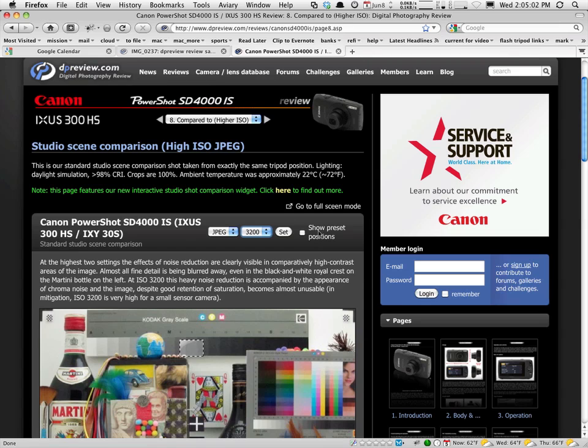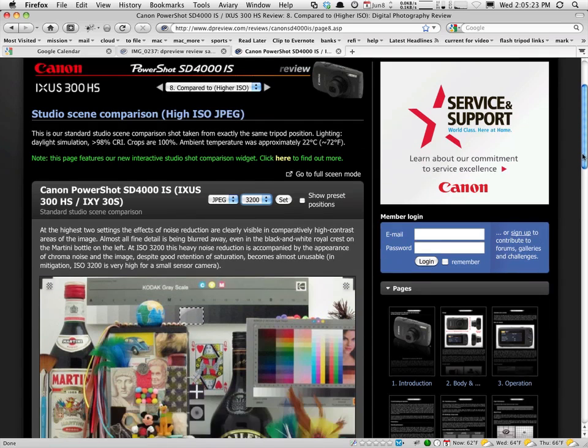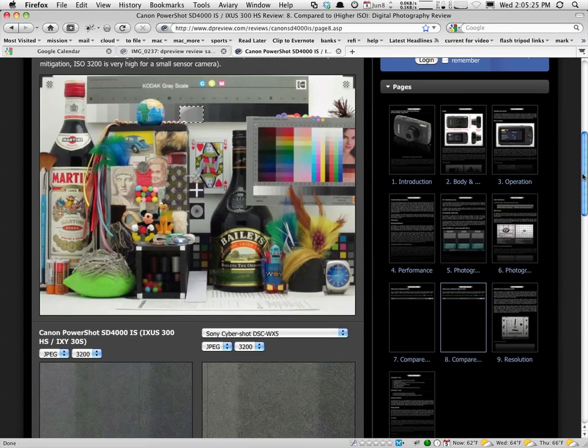This is the DP Review website, which you've probably seen, and this is a camera comparison at high ISO. So ISO is basically the sensitivity of your camera or your CCD. So you can turn that up, which means you can basically see better in the dark. The problem with that is it does usually affect your image quality.